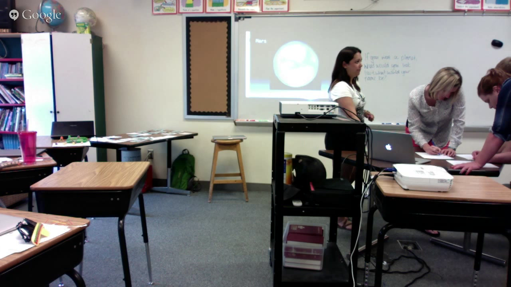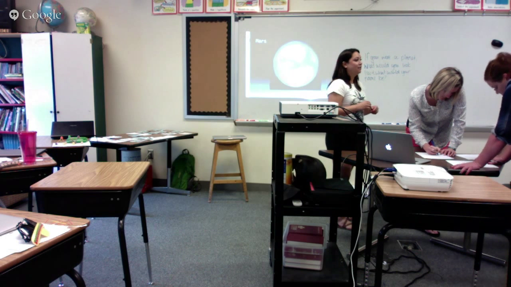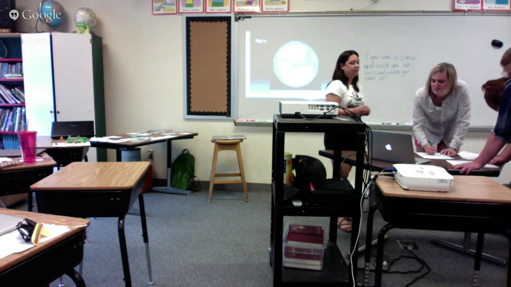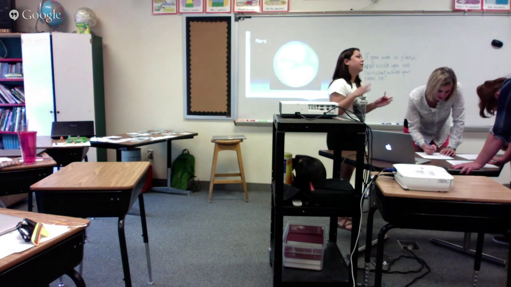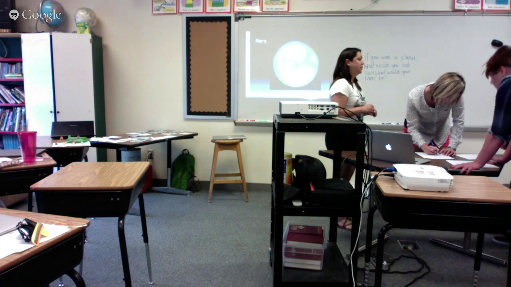This is the second station of the group work, so we're just working on some describing words of how to describe the planets so we can compare and contrast them, and we're almost done.